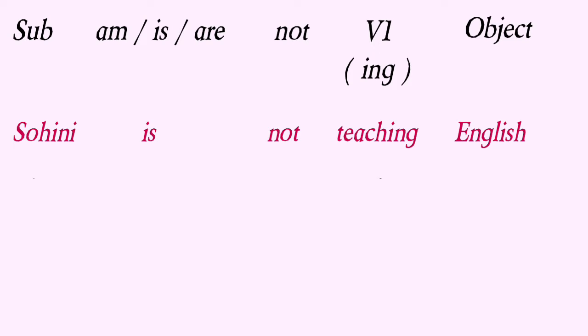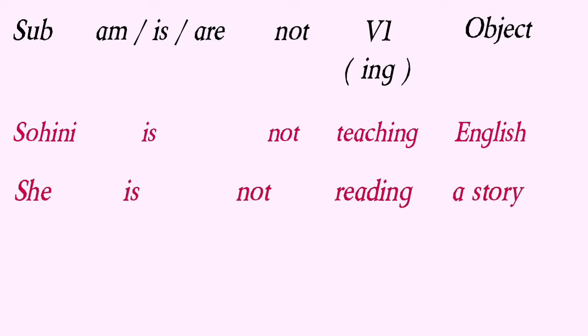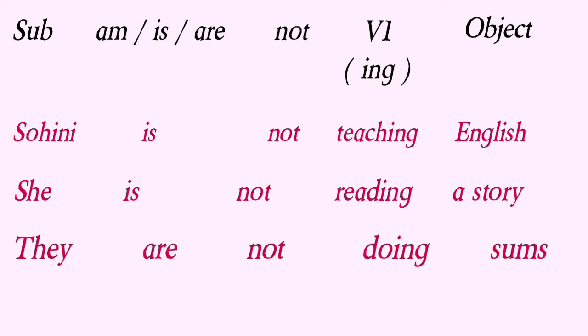Now next example, she is not reading a story. In the subject I am placing she, in the am, is, are I am placing is, in the not I am placing not, in the first form of the verb we are placing read and adding ing which is reading, in the object we are placing a story. Now the third example, they are not doing sums. In the subject I am placing they, in the am, is, are helping verb I am placing are, in the not I am placing not, in the first form of the verb we are placing do and adding ing which is doing, in the object we are placing sums.